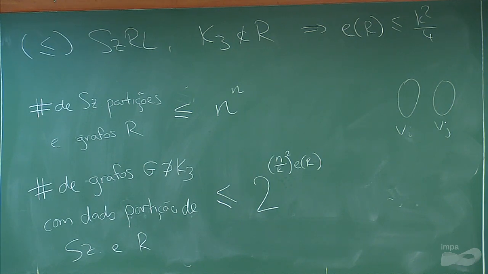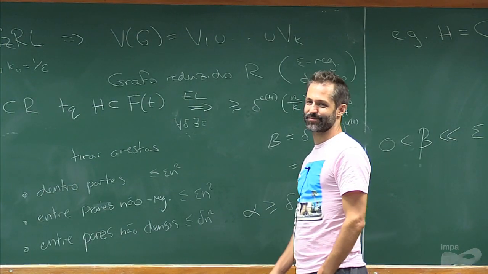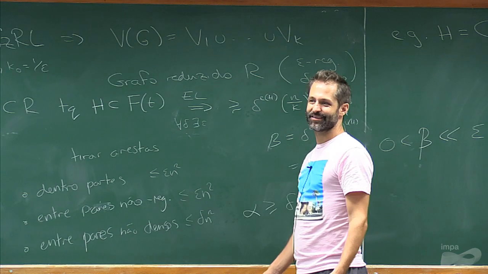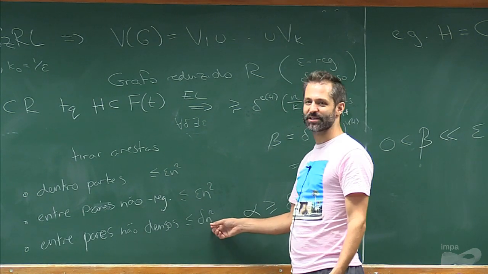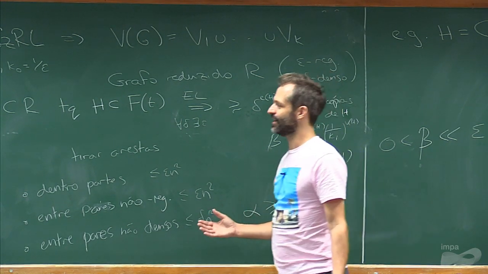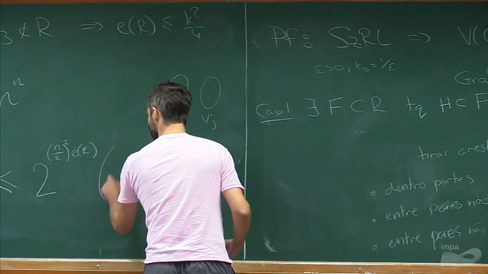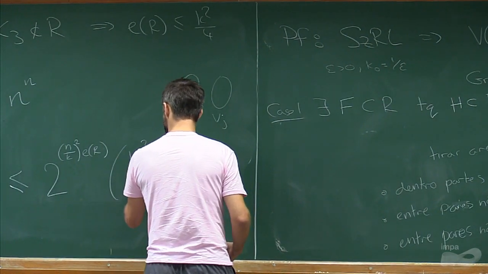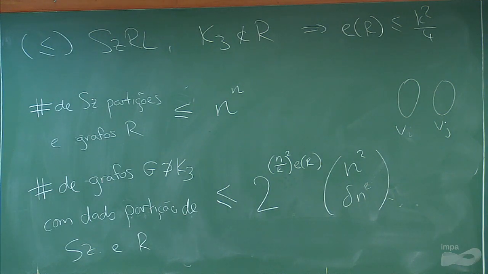Well, what are the other edges? There, here, here, and here. How many are there? At most, like, delta n squared. So how many ways can there possibly be to put in delta n squared edges? At most, n squared choose delta n squared. You just throw them in anywhere.